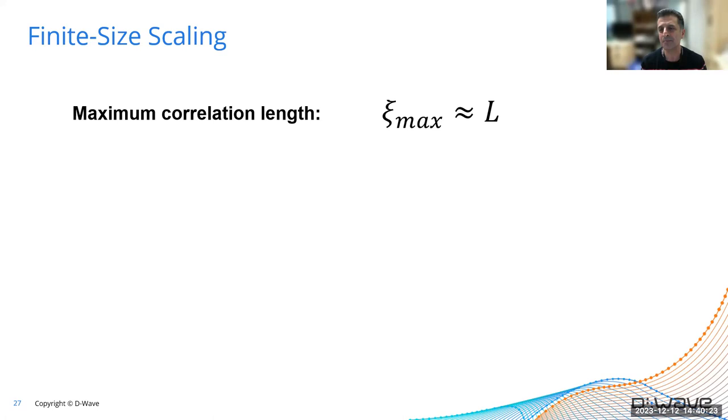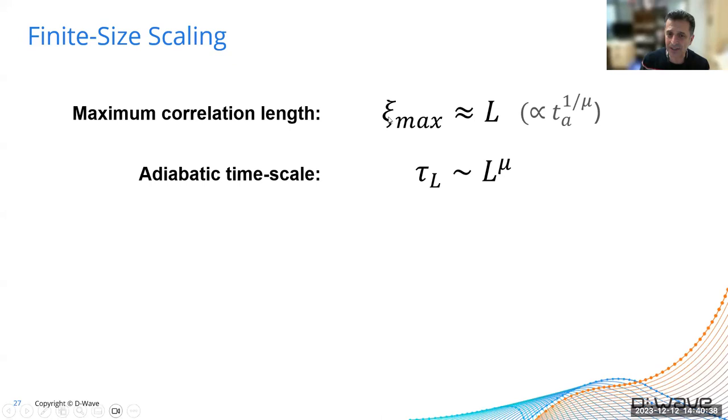So therefore, the size of the system defines a length scale in the correlation length. I told you also there's a relation between correlation length and time. So therefore, the size of the system introduces a time scale for your evolution. But what is this time scale? I call it the adiabatic time scale. What does it mean?